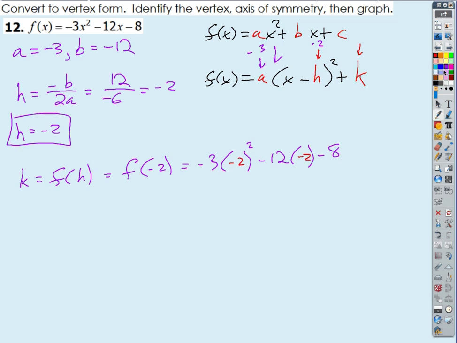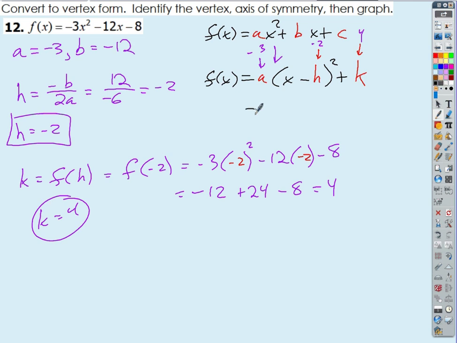My x value is -2. What's -2 squared? Times -3? -12 times -2. So what am I going to get here? 24 minus 12 is 12 minus 8. 12 minus 8? 4. So I can plug a 4 in there, and I get my answer, right?